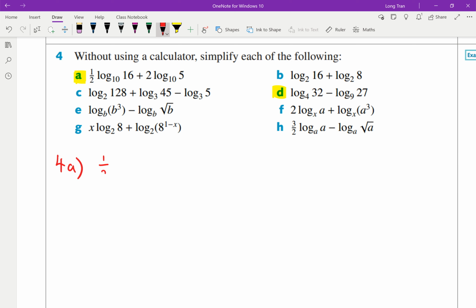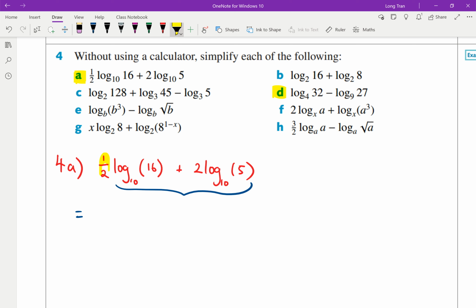4A, you have half times log base 10 of 16, plus 2 times log base 10 of 5. In order to do this problem, we can't combine these two together and ignore the half and the 2. A lot of students do that. They use law number 1 and just write log base 10 of 16 times 5. You can't do that when there is a number at the front. So the only thing you can do at the moment is use rule number 3 first.